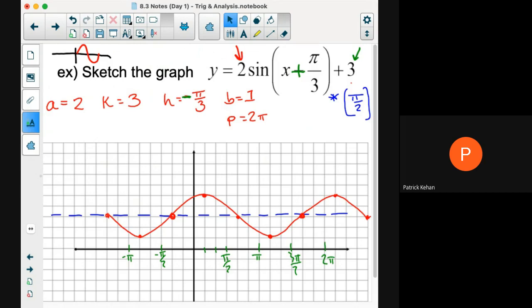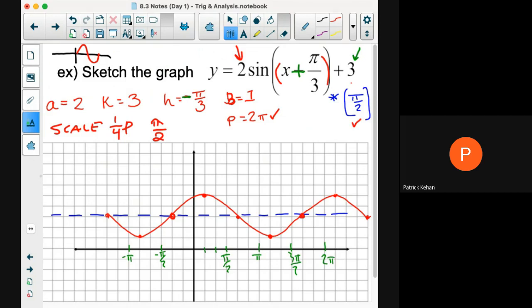Period can be found from your angular frequency, which is your B value. So B right now is equal to 1 because you don't see a value inside that sine function being multiplied to this group here, x plus pi over 3. So B is 1, which makes the period 2 pi. And then I'm going to take 1/4 of 2 pi to scale this. So for the scale, it's 1/4 of the period, 1/4 times 2 pi leaves me with pi over 2. That's my scale, which is right here. So I want to scale by pi over 2.